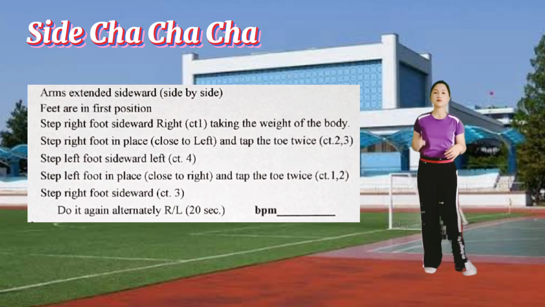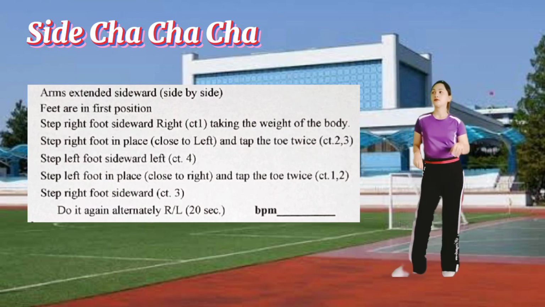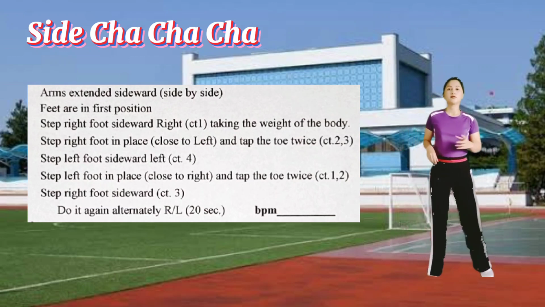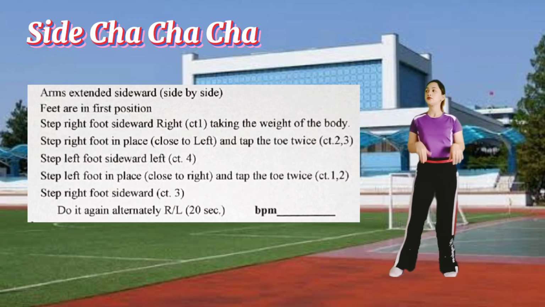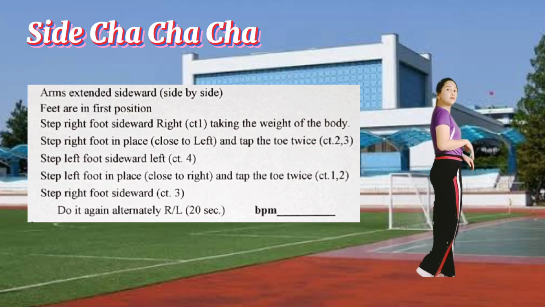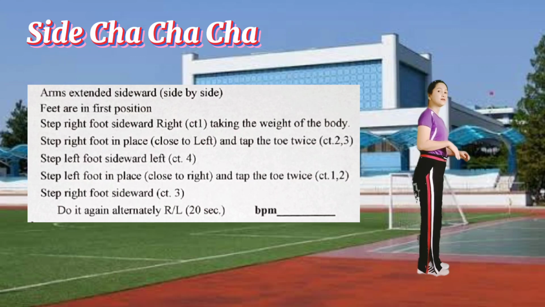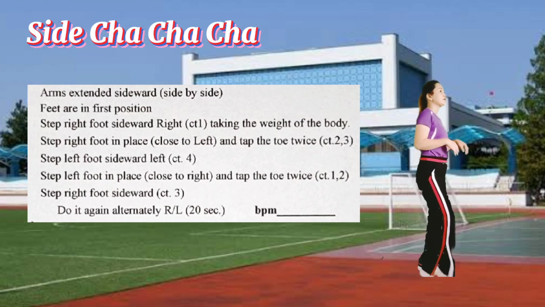Side cha-cha-cha. Arms extended sideward, side by side. Feet are in first position. Step right foot sideward right, count 1, taking the weight of the body. Step right foot in place, close to left, and tap the toe twice, count 2 and 3. Step left foot sideward left, count 4.